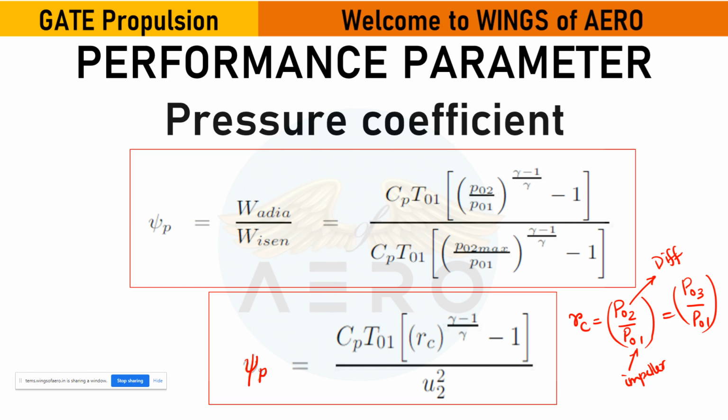What is this pressure coefficient? This is psi suffix p, the pressure coefficient. Psi alone was the power input factor. That was the power input factor. Psi suffix p is the pressure coefficient.